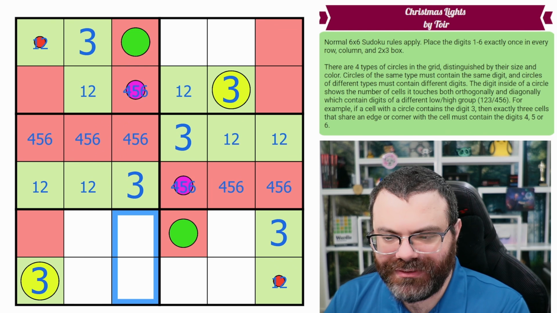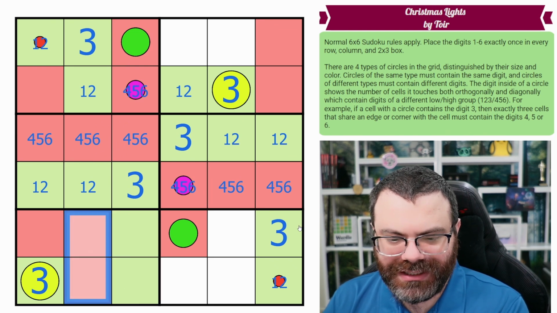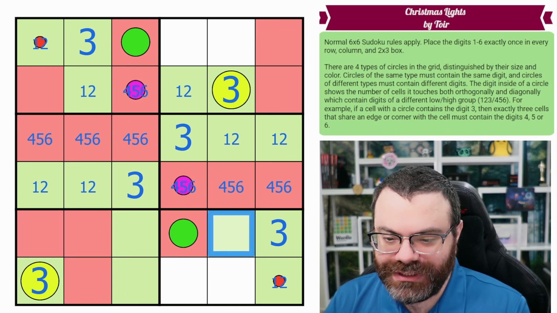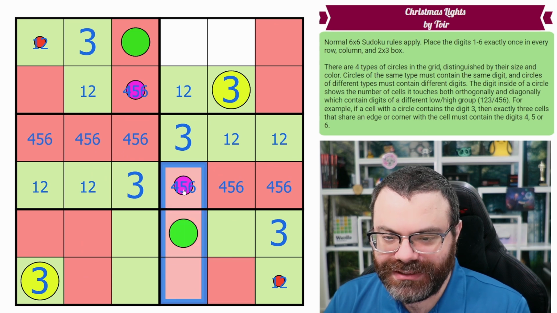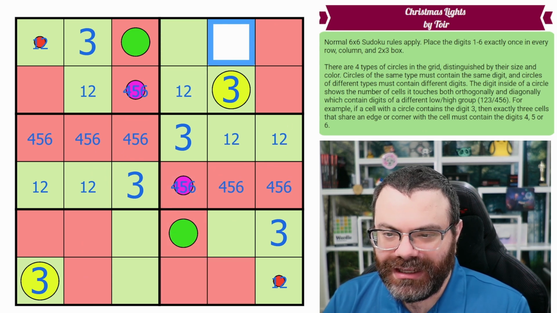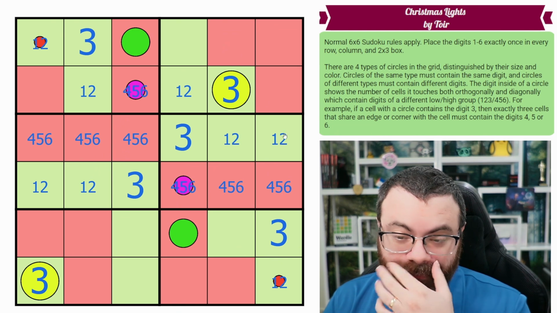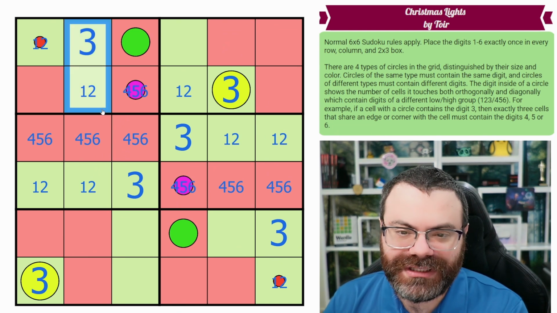3 reds here means these are green. 3 greens in the box means we need the reds. This row needs a green. This box needs 2 reds. This column needs a green. And this box needs a red or the column. All right, we're fully colored now, which means we can just fill the digits.